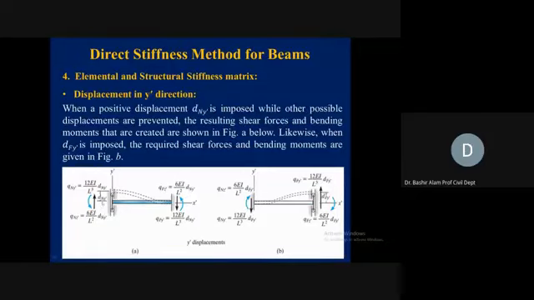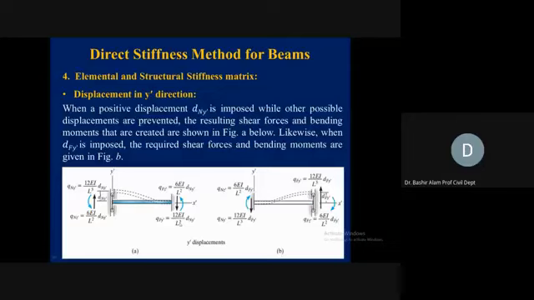What will be the magnitude? Its magnitude will be the unbalanced moment divided by the length between the two nodes, so it will become 12EI divided by L square. Directions and magnitudes are now known for the shear, which is 12EI divided by L cube, and 12EI divided by L cube here for this arrow.